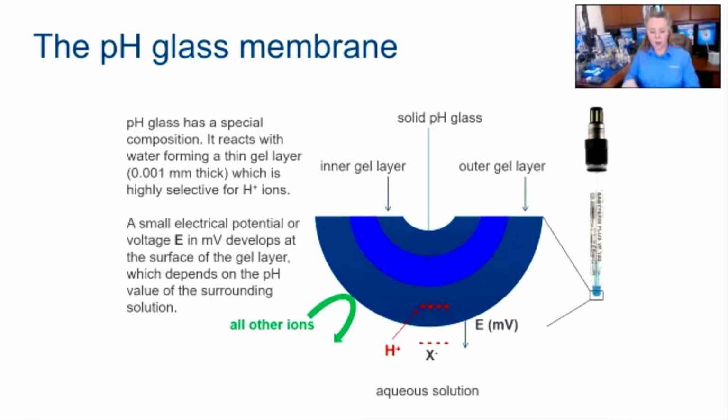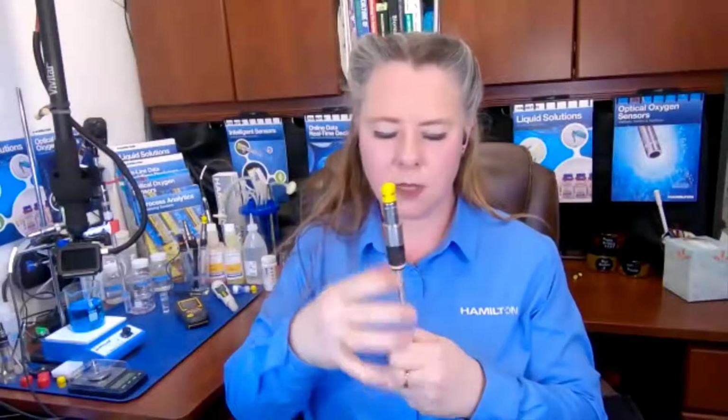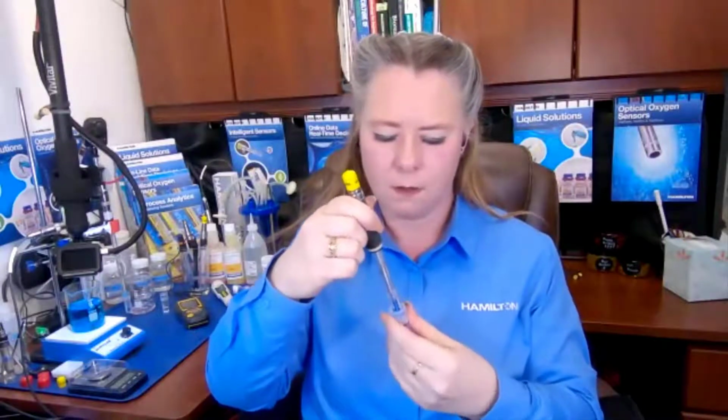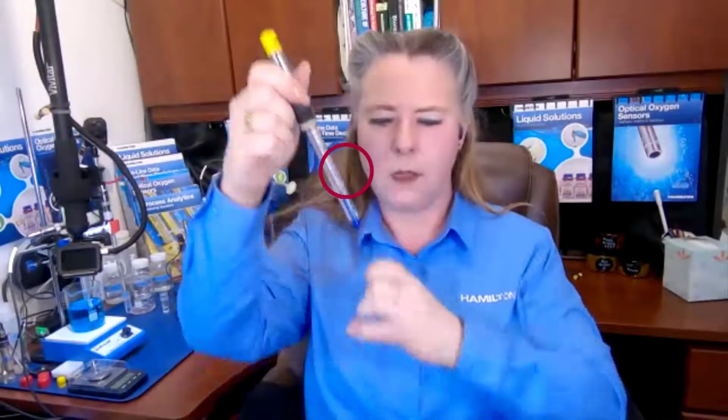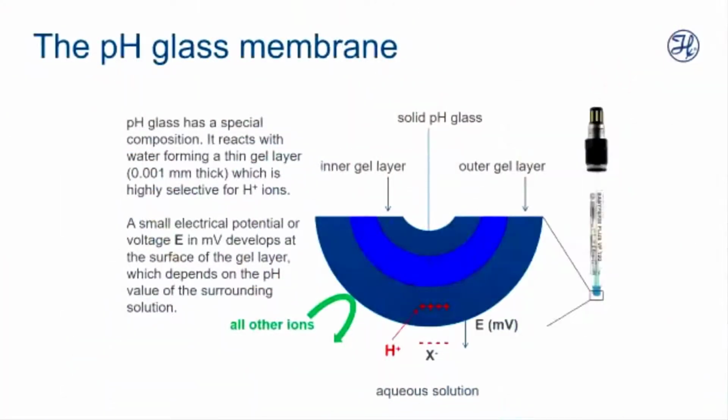Now, when you're looking at a pH glass electrode, the special part of the probe, the special pH glass, is only at the very end. In Hamilton probes, they happen to be blue. So this part is regular glass, and then you have the bulb, the round part at the end, and that's where your pH sensitive special glass is. So what does that glass actually look like?